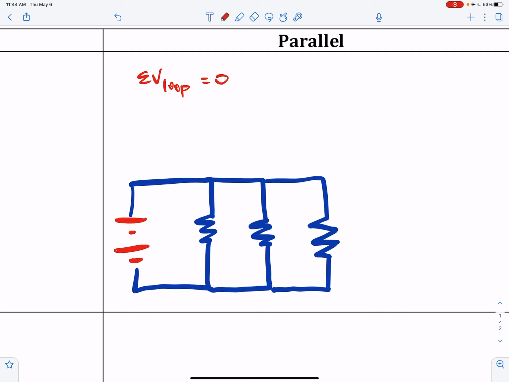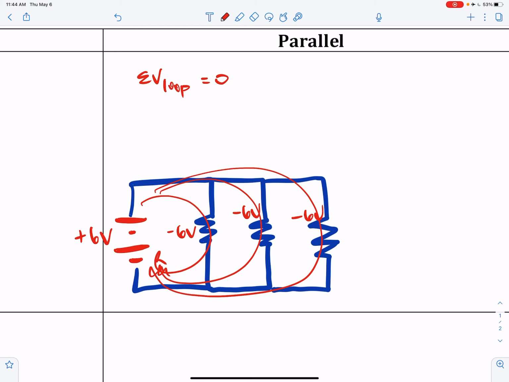And so that means I would expect to see this. If this is gaining 6 volts at the battery, then I would expect to see a loss of 6 volts here, a loss of 6 volts here, and a loss of 6 volts there across each one, because each of them is all by itself in a loop. And so with only one resistor in each loop, then that voltage loss at each resistor would have to be equal to the voltage gain at the battery.